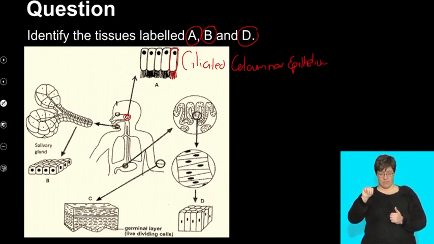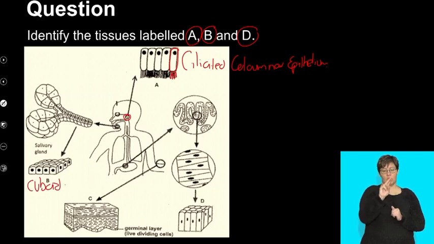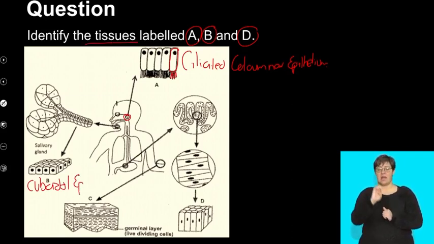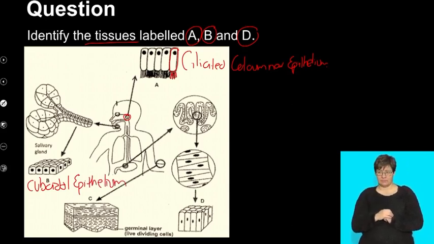The next one they asked me was B. Now I look at the shape. Remember, epithelial tissue is all about shape, and it tells me it's in a gland, but the shape is cuboidal, and you don't write just cuboidal. They asked you the tissues, and it is epithelium, cuboidal epithelium.